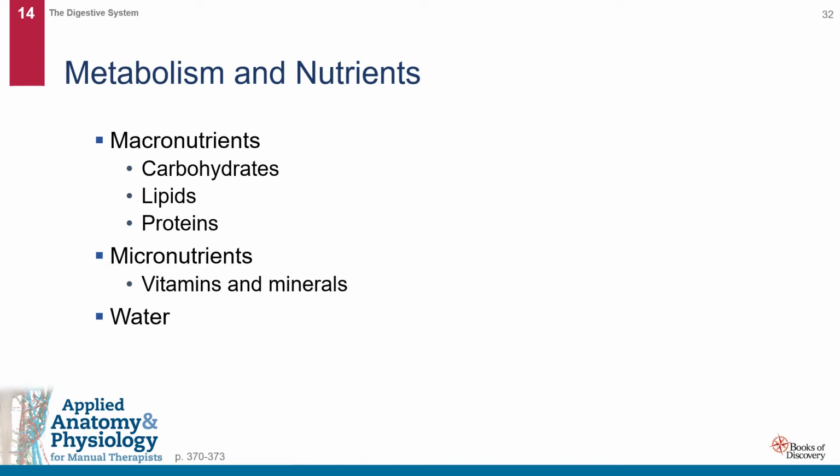The nutrients required for health can be divided into two broad categories: macronutrients, which are the carbohydrates, lipids, and proteins needed in large quantities to meet the body's energy demands, and other substances such as vitamins and minerals, which are categorized as micronutrients because the body only requires small amounts to maintain homeostasis and health. And of course, the other essential nutrient, if you will, is water.